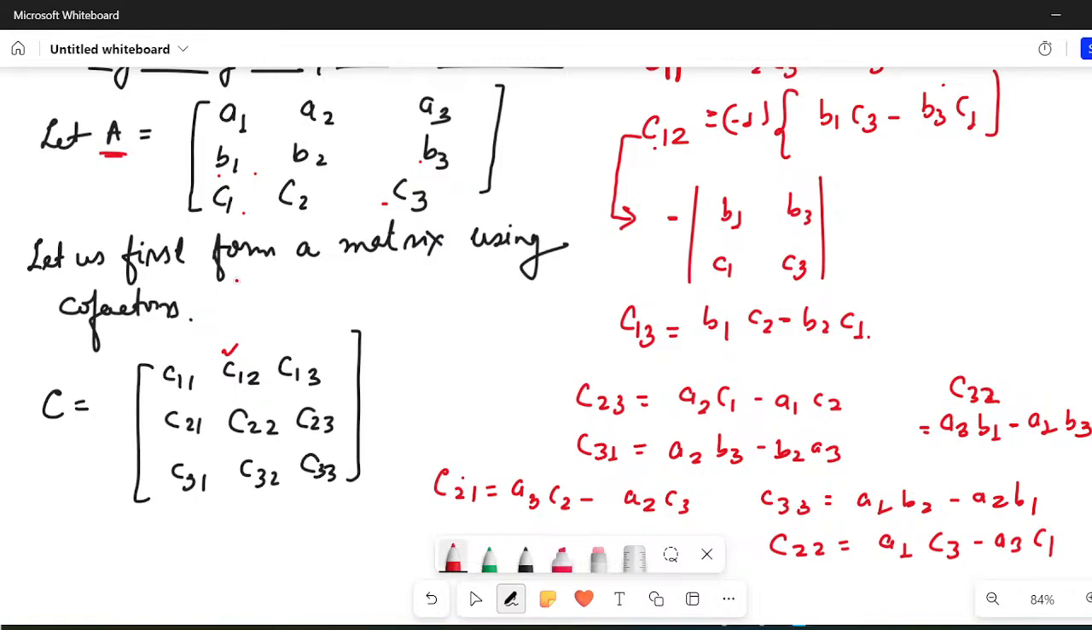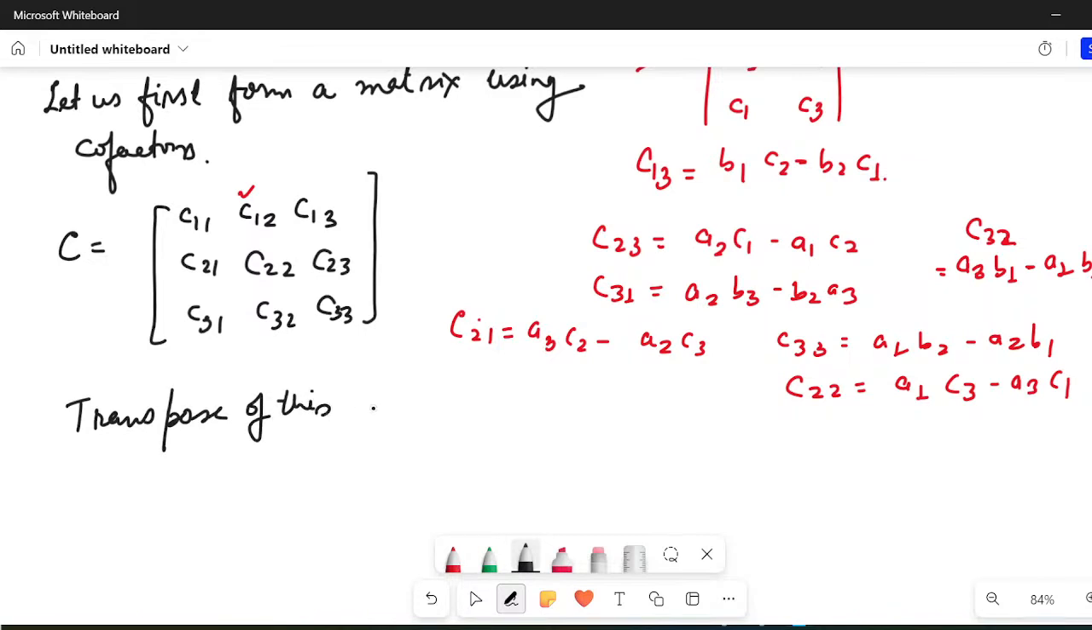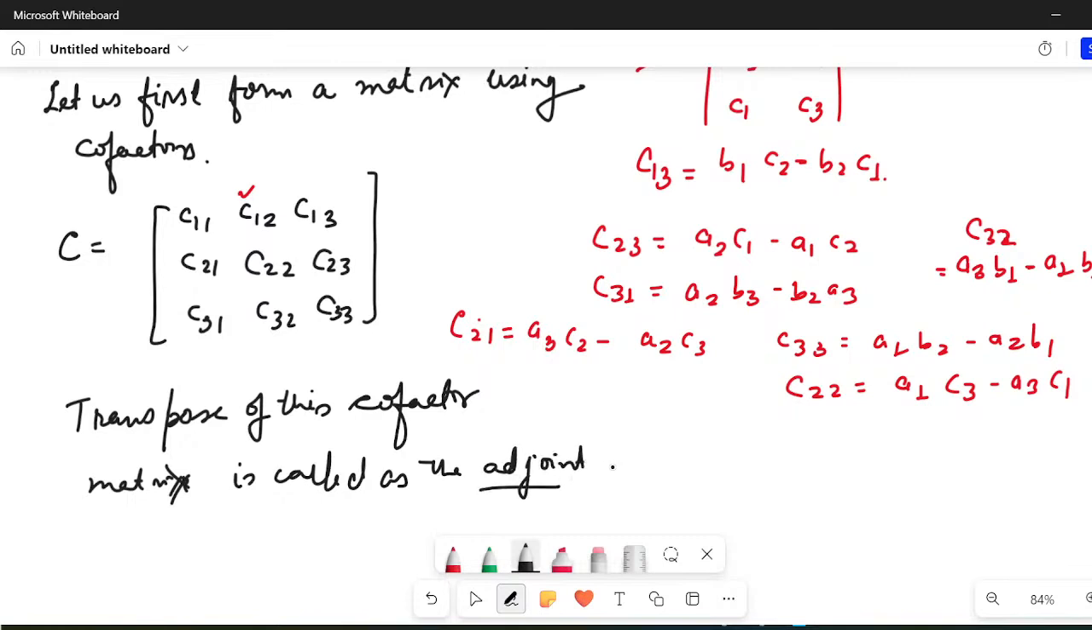Okay, when the transpose of this matrix of cofactors is taken, I'll write it here so that you can note it down. The transpose of this cofactor matrix is what is called the adjoint of the matrix A.